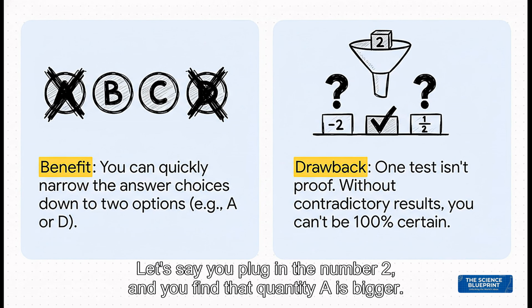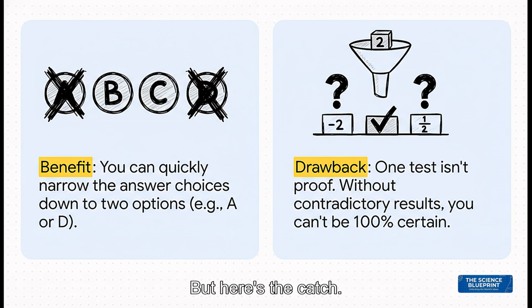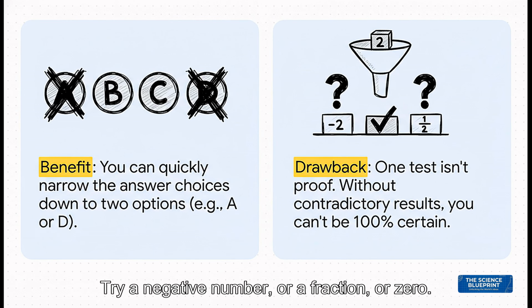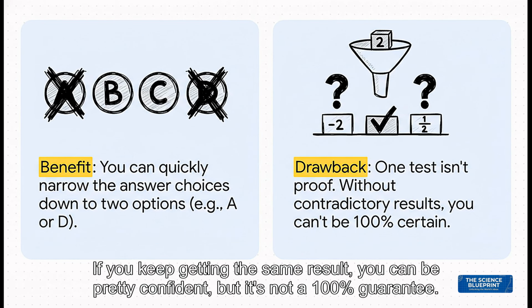Let's say you plug in the number 2, and you find that quantity A is bigger. Boom, you now know the answer can't be B or C. So it has to be either A or D. But here's the catch. One test is not enough proof. You have to try a different kind of number. Try a negative number, or a fraction, or zero. If you get a different result, like now quantity B is bigger, then you know the answer is D. If you keep getting the same result, you can be pretty confident, but it's not a 100% guarantee.